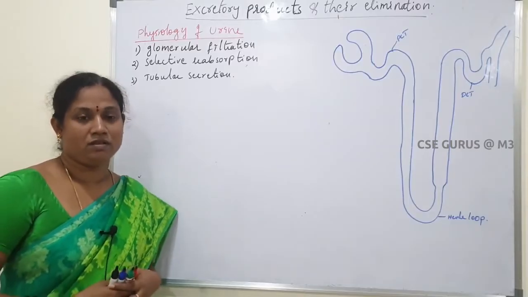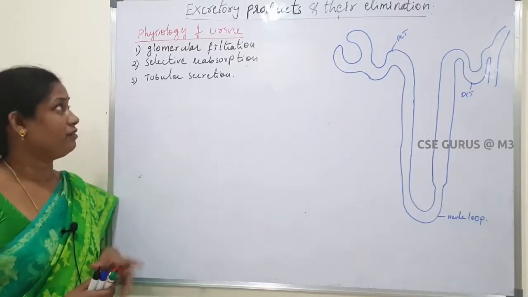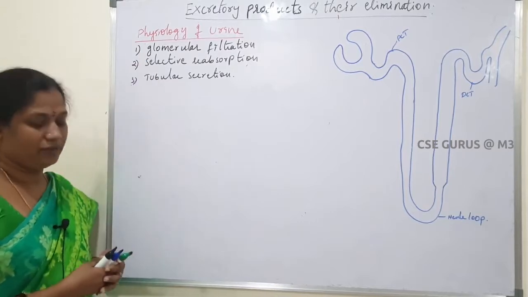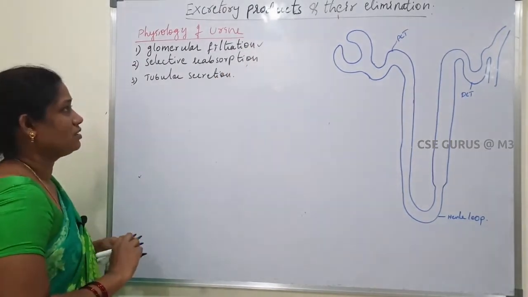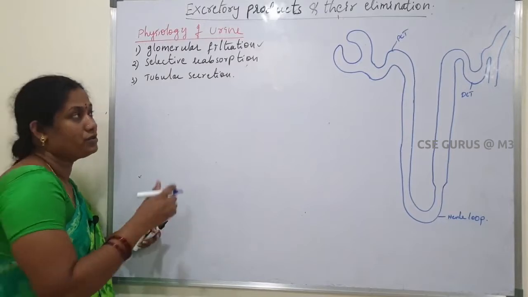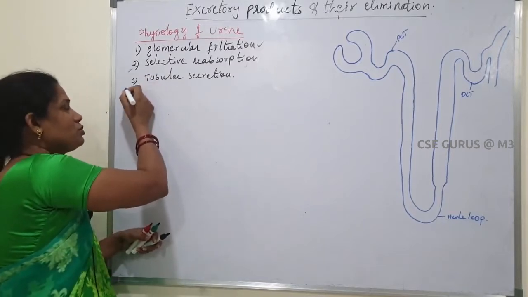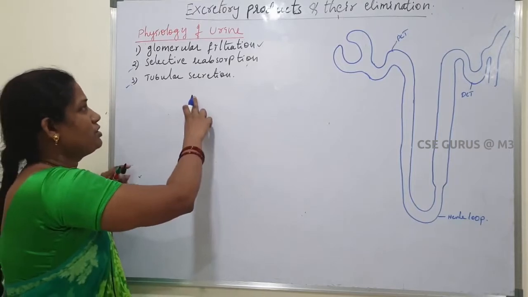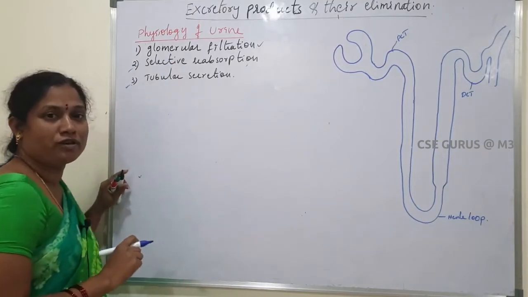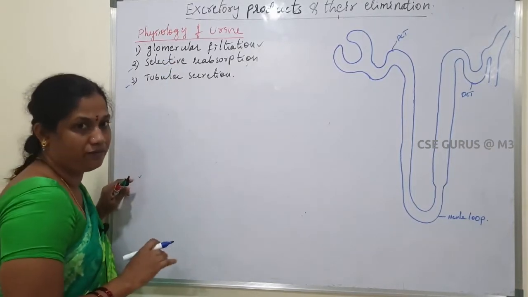Hello students. In the previous video we finished glomerular filtration. In this video we are going to learn about selective reabsorption and tubular secretion. In urine formation, the first step is glomerular filtration, which we have already discussed.